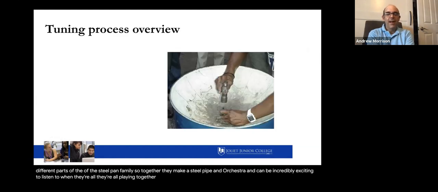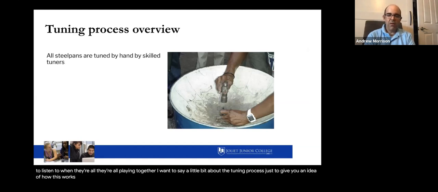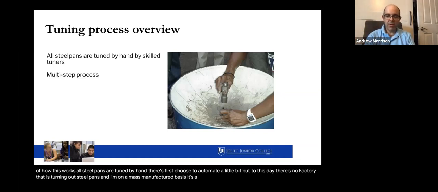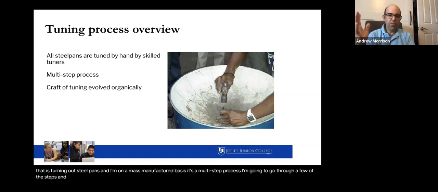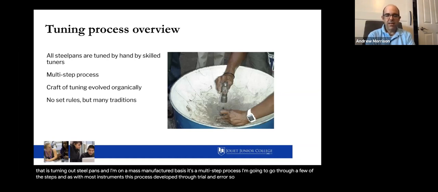I want to say a little bit about the tuning process, just to give you an idea of how this works. All steel pans are tuned by hand. There's one step in the process which some tuners choose to automate a little bit, but to this day, there's no factory that is churning out steel pans on a mass manufactured basis. It's a multi-step process. I'm going to go through a few of the steps. And as with most instruments, this process developed through trial and error. So there's no one correct way to tune a steel pan, but there are lots of traditions. And this is even true for the layout of the pan.